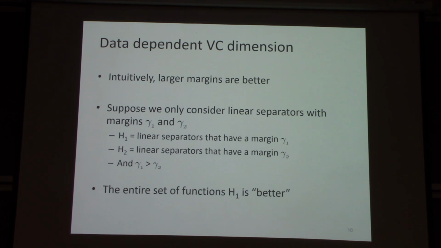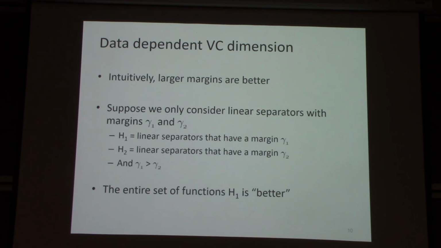In general, the intuition here is that larger margins are better. And the way to formalize this intuition is to think of data-dependent VC dimensions. So far, the VC dimension that we had was only a function of the hypothesis class. But suppose you have linear classifiers in D dimensions. I'm going to take two subsets of all possible lines in D dimensions. One of them, for a particular data set, is the set of all linear classifiers that have margin gamma 1.